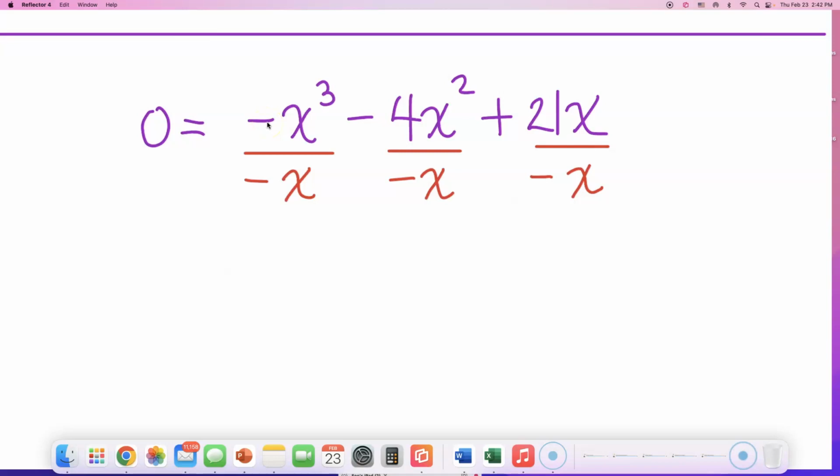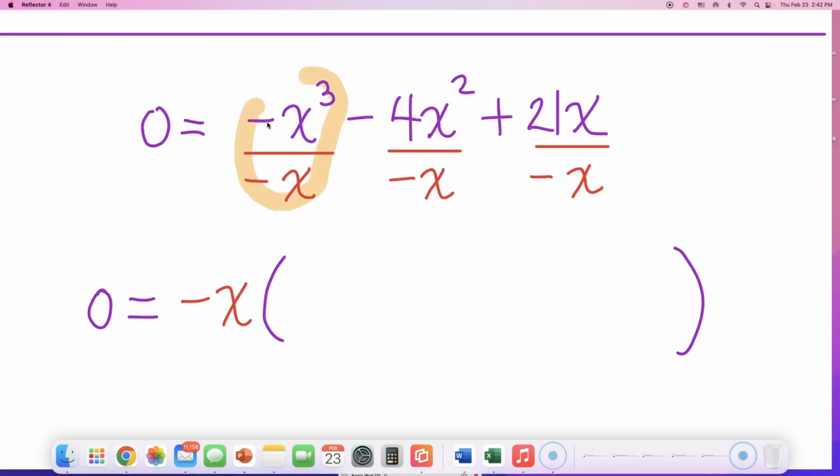So let's see what we're going to have now. You will have 0 equals, and I will write that negative x in front of the parenthesis. And let's see what goes inside the parenthesis. All right, focus on this one for me. Okay, this one.